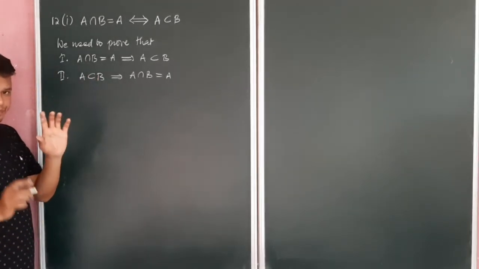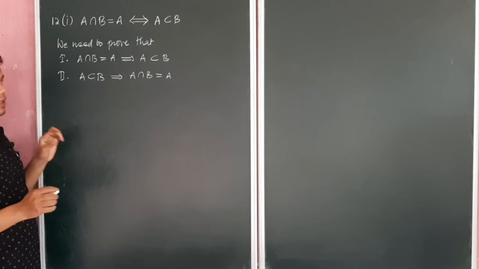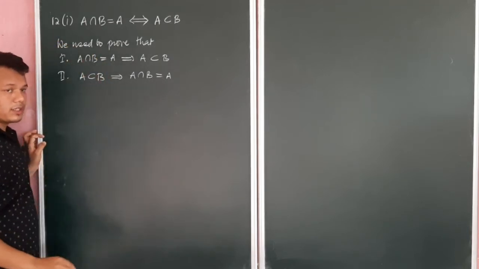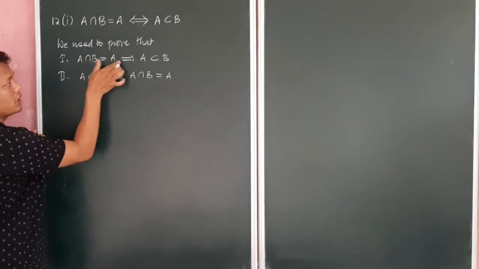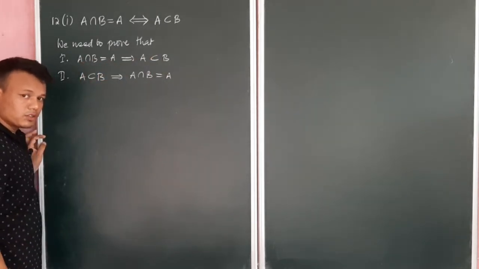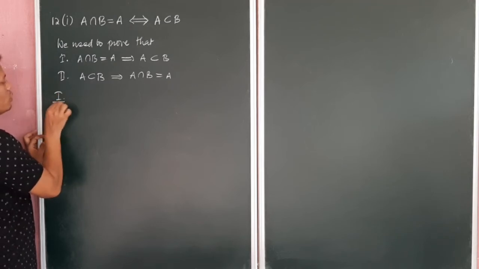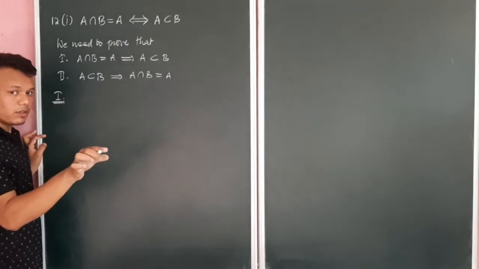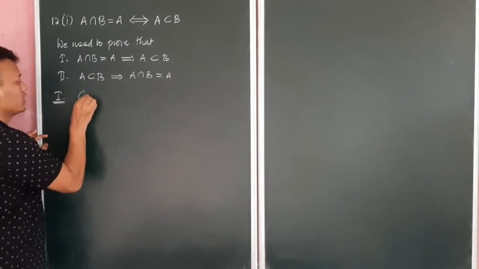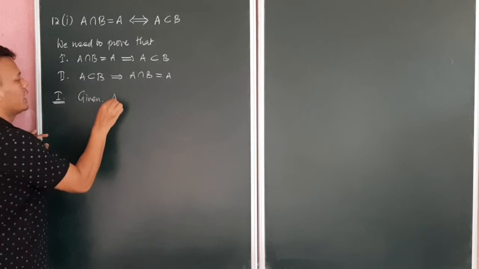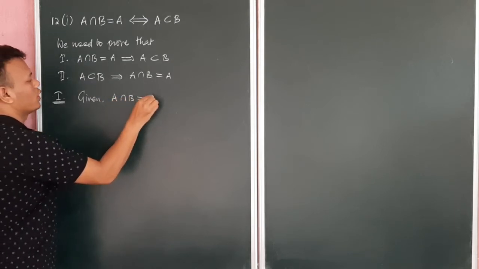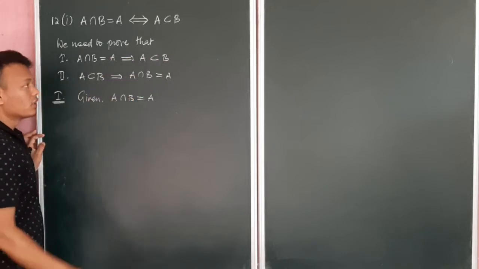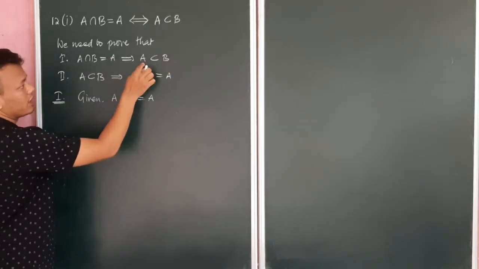Alright, so if you compare this with your if then statement which you have learned in your mathematical reasoning, this is your P. So P implies Q. Now what is the meaning of P implies Q? I am showing the first part. P implies Q means P is given, right? So that's why in the first case given is A intersection B is equals to A. Now if this is given, then we need to prove Q, isn't it? So we need to prove that A is a subset of B.